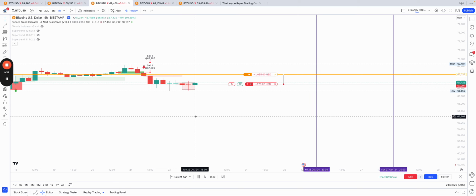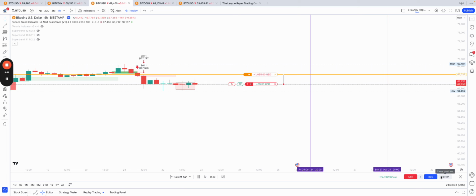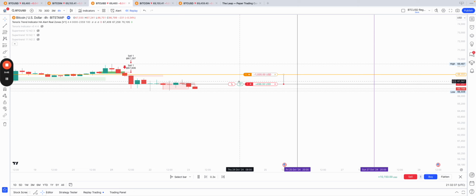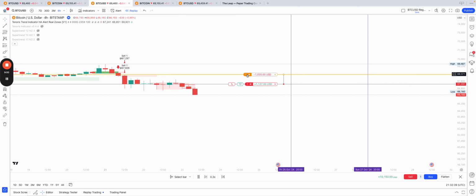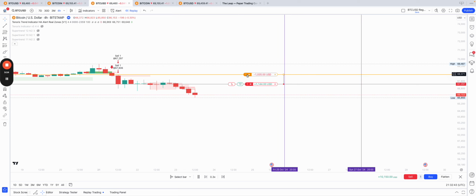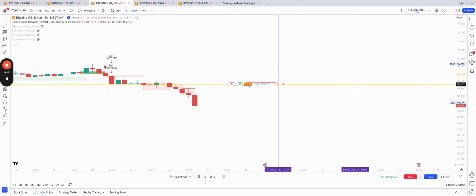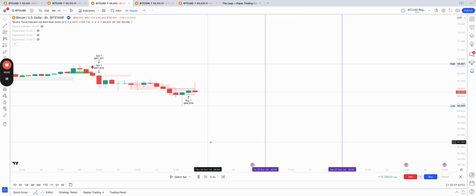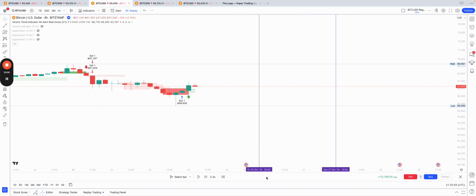You get a lot of channeling like this, it's usually going to break out somewhere. So if you're in profit, you may want to take it, but be careful because it's like a coiled spring. Okay, so we just stopped out there. It needs to choose a direction here. Let's see. Okay, so it's choosing a direction.